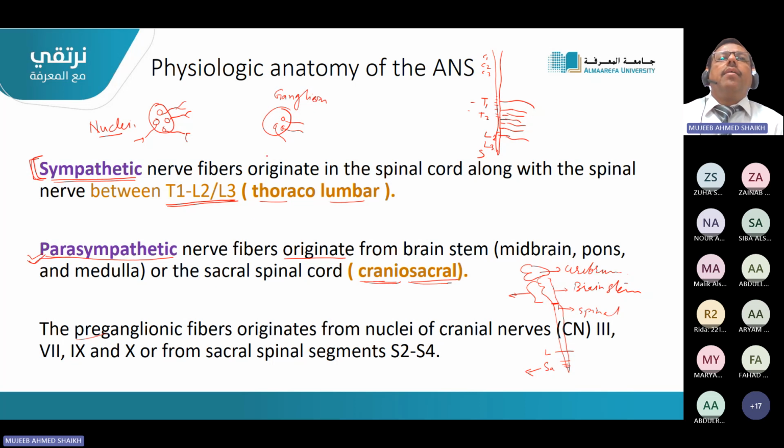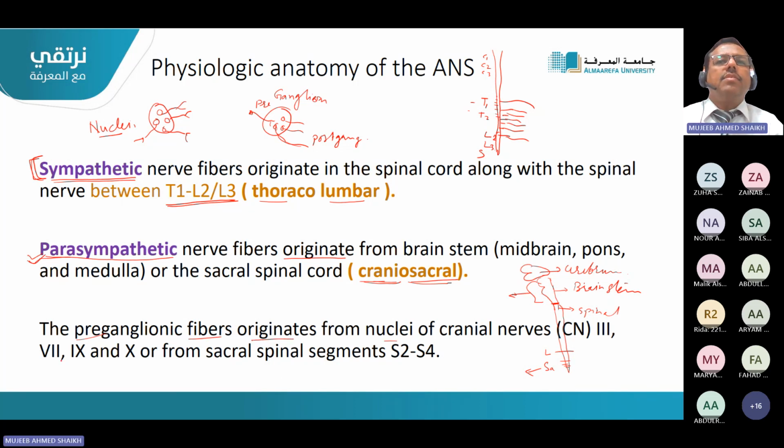Okay, so within the ganglion, some fibers are ending here and some fibers will start. So this neuron, which is ending here, we call it the preganglionic fiber. And the one which is coming out from this is the postganglionic fiber. Pre means before the ganglion, post means after the ganglion. Okay. So the preganglionic fibers originate from the nuclei of the cranial nerves.